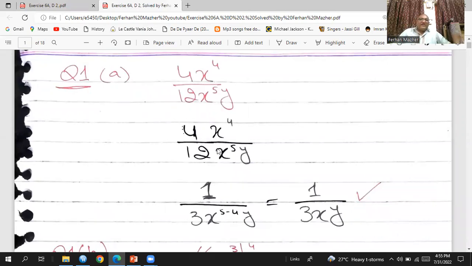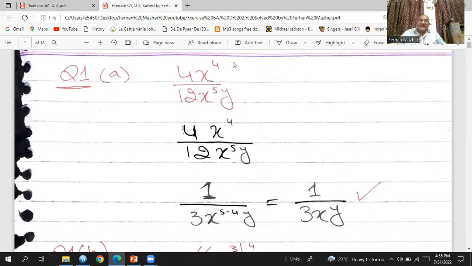So, my dear students, this 4 and 12, they can be cancelled with the table of the 4. That will be 1 by 3. X raised to power 4, here we have x raised to power 5. So, in the denominator, the power is larger. So, from the power of the denominator, we will subtract the power of the numerator. So, downstairs, I will write x raised to power 5 minus 4. And because the y is only in the denominator, the y will remain as y. So 5 minus 4 will be 1. So you are left with 1 divided by, and in the denominator we will write 3xy.